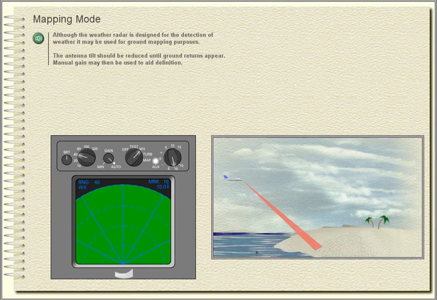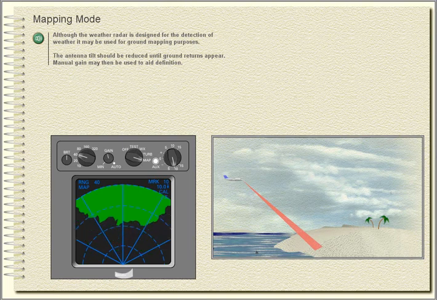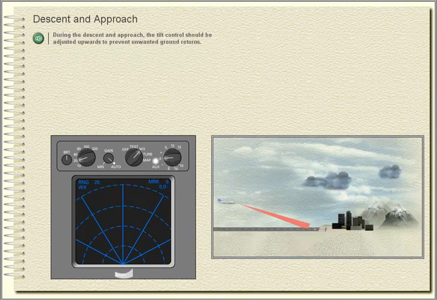Mapping mode. Although the weather radar is designed for the detection of weather, it may be used for ground mapping purposes. The antenna tilt should be reduced until ground returns appear. Manual gain may then be used to aid definition. Descent and approach. During the descent and approach, the tilt control should be adjusted upwards to prevent unwanted ground returns.